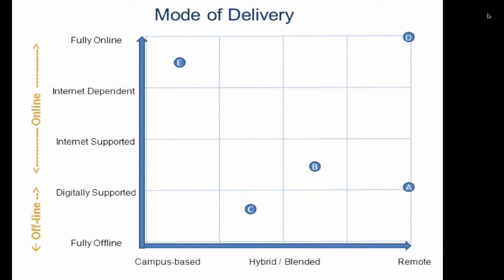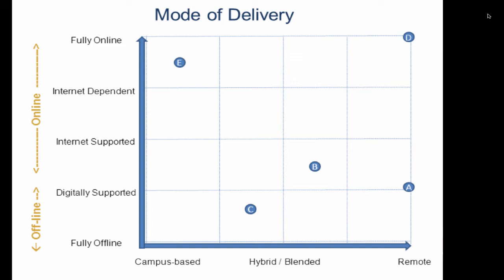The circles positioned on the grid represent examples of actual courses or programs at higher education institutions. For instance, you'll see in the very top right-hand corner, the D, an MSc course in online learning that was offered at that stage at the University of Edinburgh, and various other courses. Number C is firmly in that hybrid or blended area, and it's moving towards digitally supported, partially digitally supported, would represent where that sits.